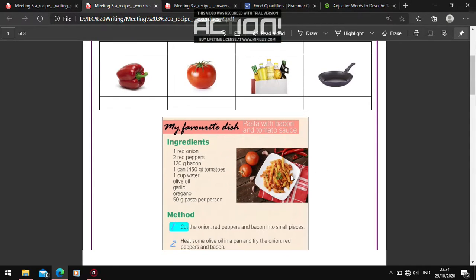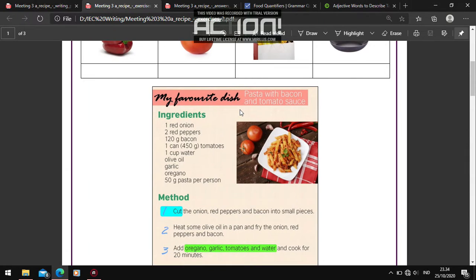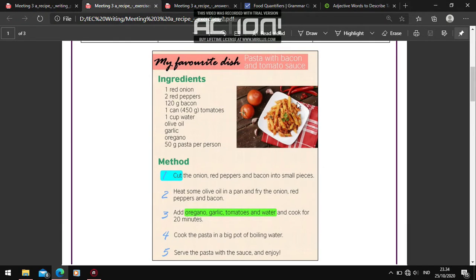Okay, so here is one of the examples from the text. My favorite dish, pasta with bacon and tomato sauce. Remember that you need to understand a lot of vocabulary related to the food, right? One of them is bacon. What is bacon? You can later find it in your dictionary.